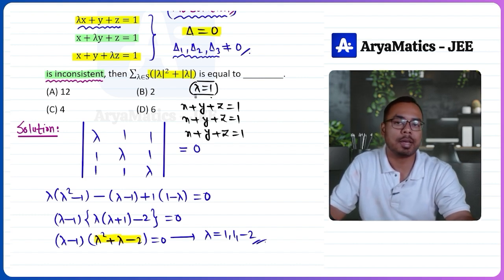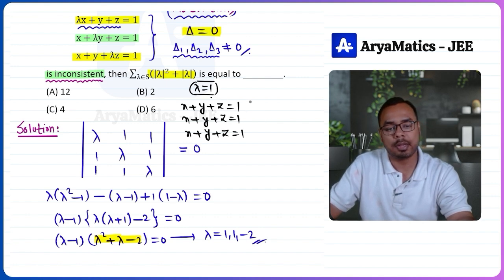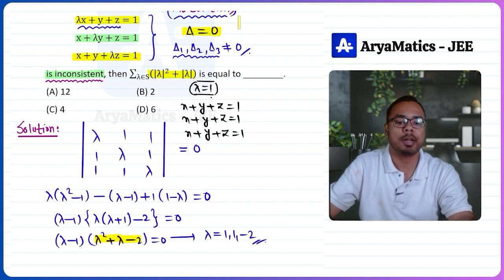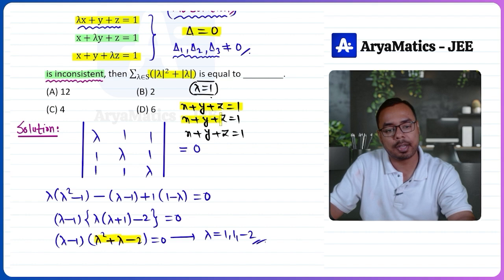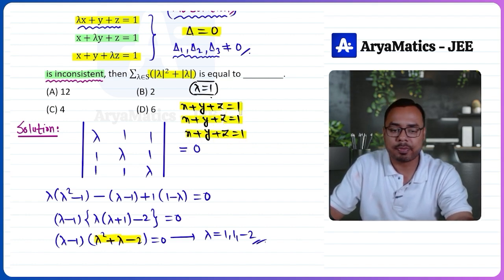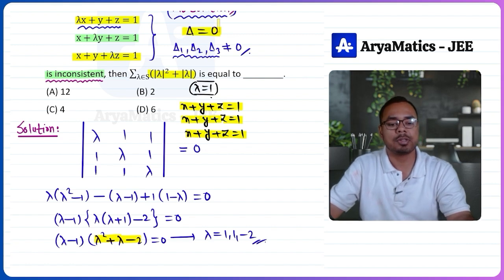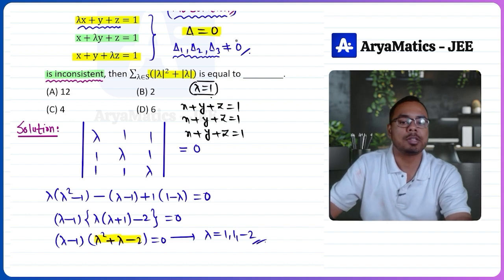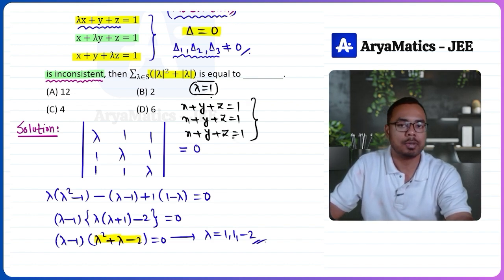Now here we don't have to calculate delta 1, delta 2 and delta 3. Directly you can see that this system of linear equations will have infinitely many solutions, right? Because all the three equations are identical. Take any value of x, y, z which satisfies equation 1, then it will also satisfy equations 2 and 3. So for lambda equals 1, we are not going to get no solution.